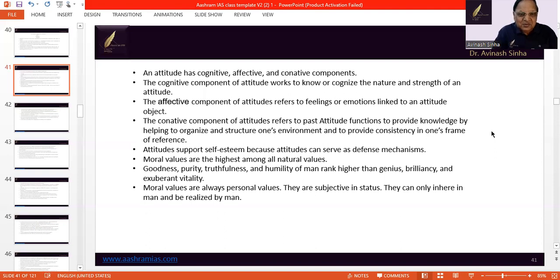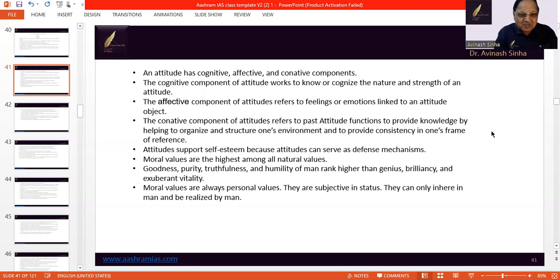Now, moral values. Moral values are the highest among all natural values. So goodness, purity, truthfulness, and humility of man rank higher than genius, brilliancy, and exuberant vitality.